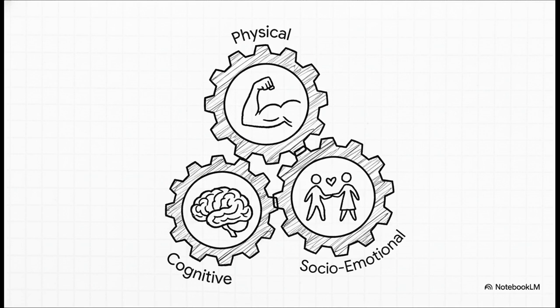Now, we often break development down into these three main areas: the physical, the cognitive, and the socio-emotional. But, and this is so important to remember, these things do not happen in a vacuum. They are completely woven together. Think about it. A physical delay in learning to walk can affect a child's social life, just like emotional stress can totally cloud their ability to think clearly. It's all one big, complex tapestry.